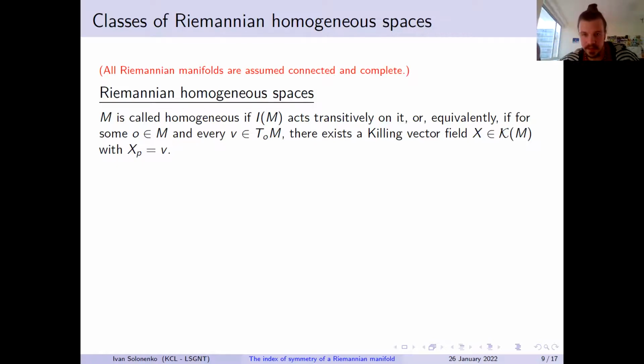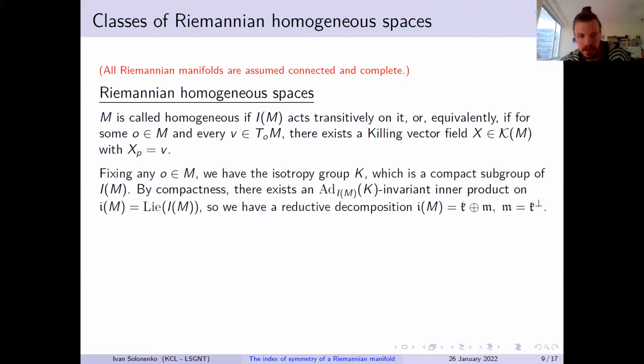A complete connected Riemannian manifold M is homogeneous if and only if for some point O and every tangent vector V at O, there exists a Killing vector field X whose value at O, it should be X_O, not X_P, is V. So every tangent vector extends to a Killing vector field. The difference here is that I'm not asking this Killing vector field to have vanishing covariant derivative at O. That's the difference. Basically, the possibility of this extension means that the orbit of the isometry group through O is the whole M. It's an open and also closed subset. Okay, so this is the difference.